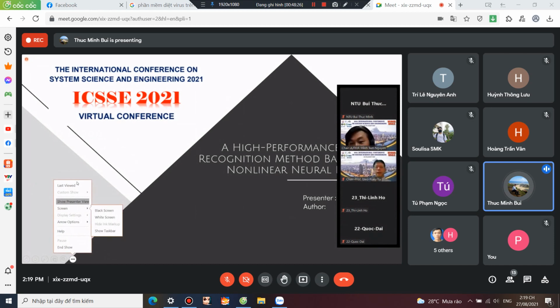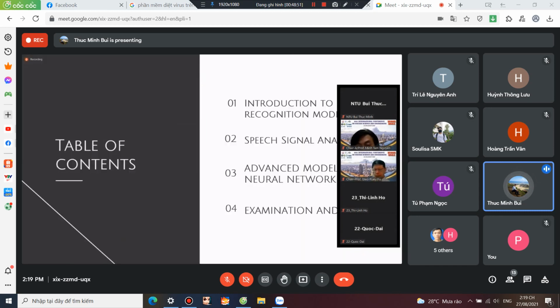So can you see my screen? Yes. Okay, so firstly, my name is Hung Bình, the presenter of paper ID 29, an undergraduate of University of Technology and Education. I'm here today for the conference to discuss a high performance speech recognition method based on a nonlinear neural network.